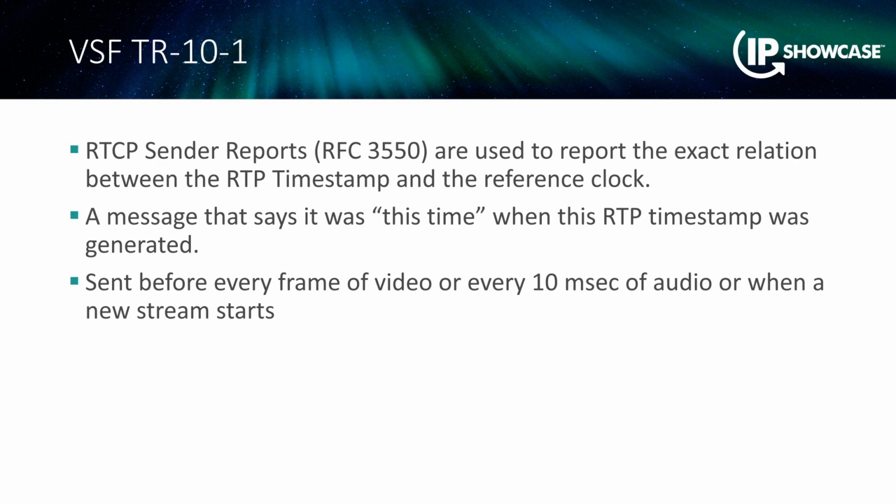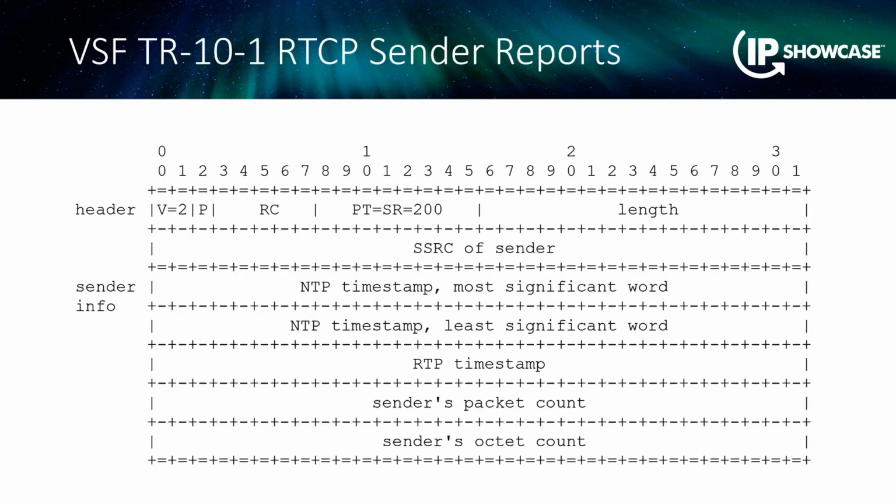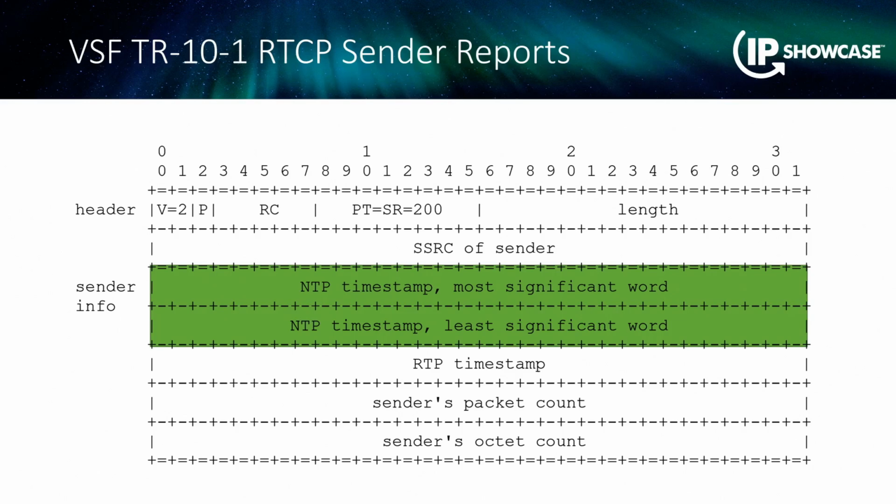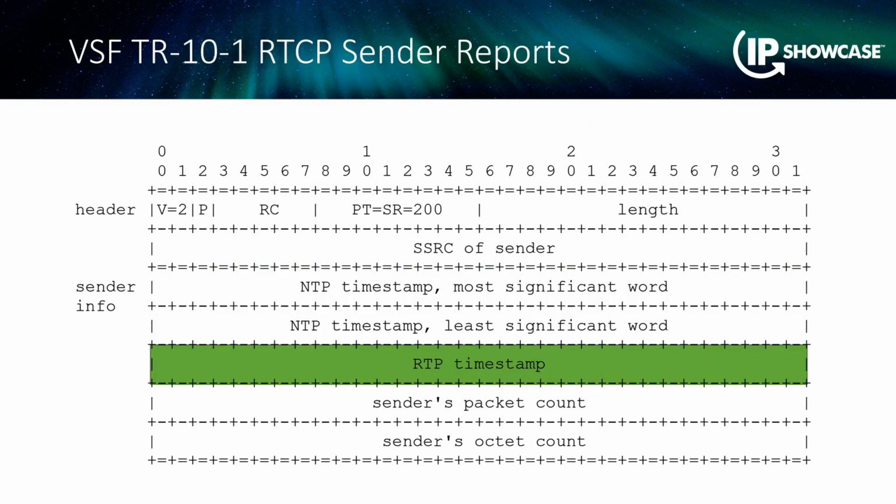And it's basically a little packet, a message that says, by the way, this is the time it was when I generated this RTP timestamp. And so it looks something like this. It's a small packet that has different info in it. The one that's interesting to us is this, where we stick the time at which the RTP timestamp got generated. And this is a piece that says what the RTP timestamp was.